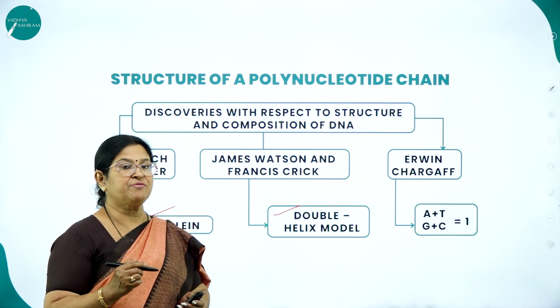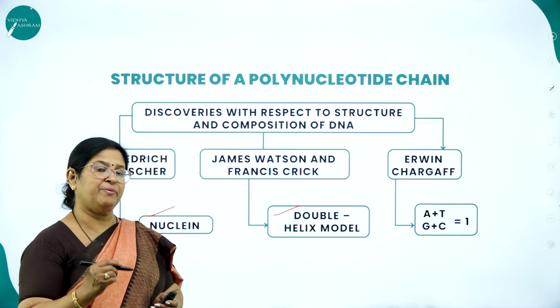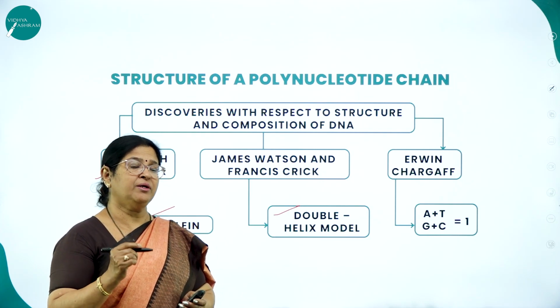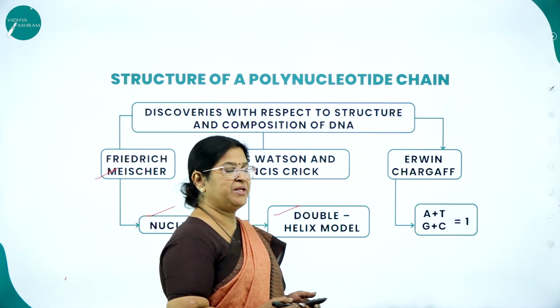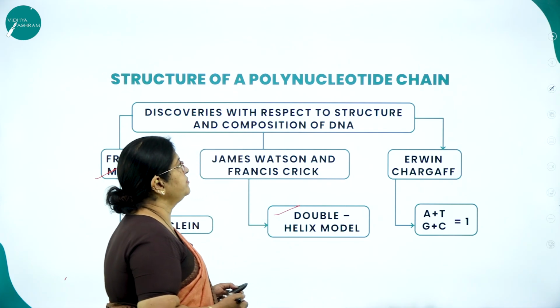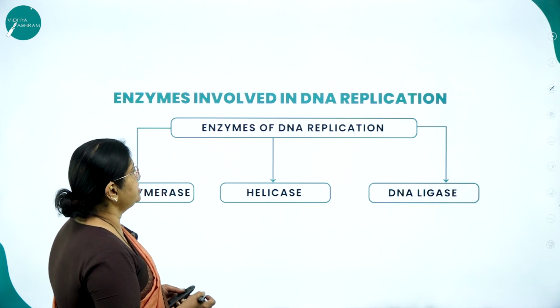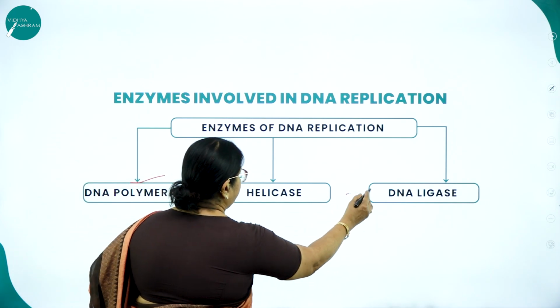Then Erwin Chargaff's rule is that purines never base pair with purines, nor pyrimidines with pyrimidines. Purines base pair with pyrimidines and pyrimidines base pair with purines. Chargaff's rule: A plus G over T plus C is equal to 1. Then the enzymes involved in DNA replication, that is DNA polymerase, helicase and DNA ligase.